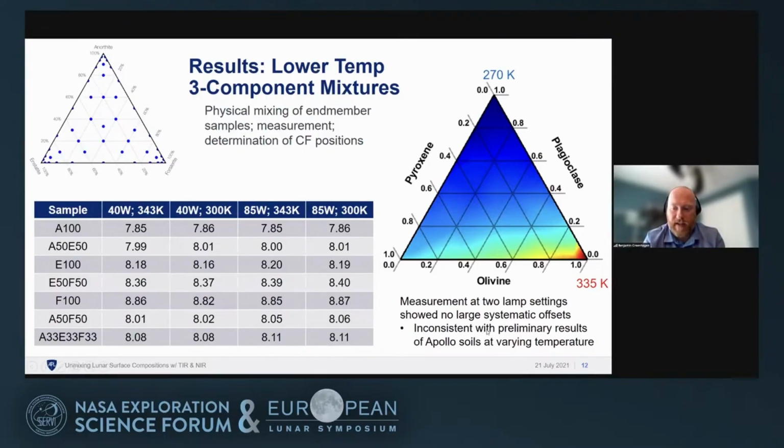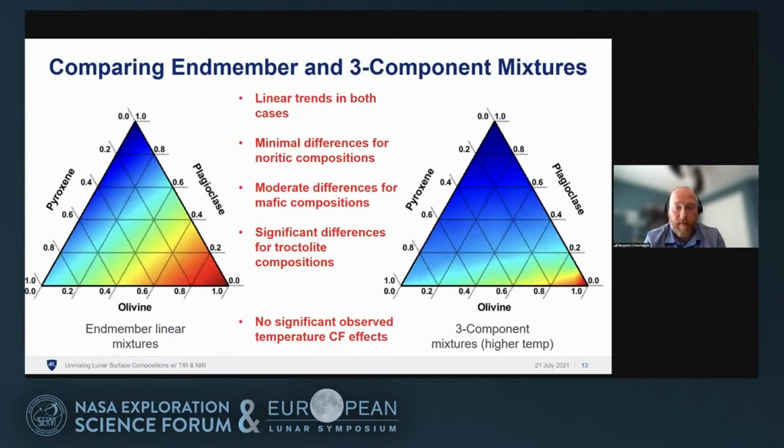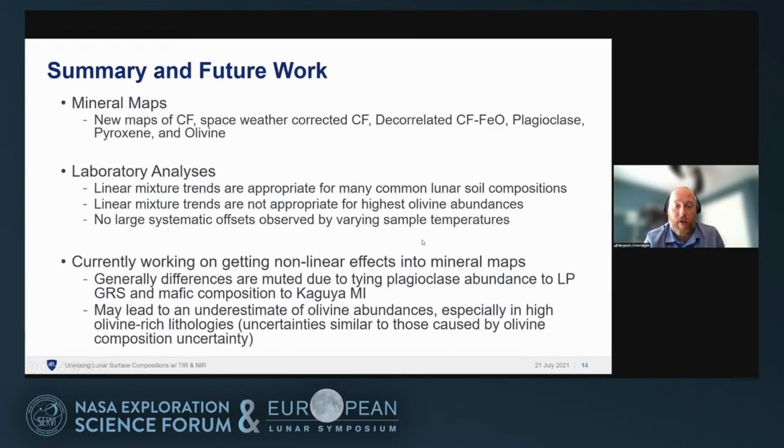And then I should say that this is actually inconsistent with some results we did on Apollo soils by varying temperature. So something is going on between these pure minerals and more real geologic space weathered samples that will be a future investigation. So in summary, how we can take this back to the mineral map data is that in both cases, we have linear trends. So we will be able to update the algorithm, but honestly, we expect fairly minimal differences because of the work that we already did tying things to the Lunar Prospector GRS and to the near infrared. But if there are differences, the area they are going to occur is in that troctolite corner. And with that, I will stop.